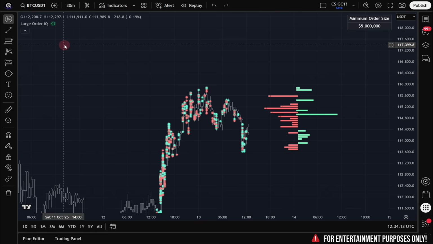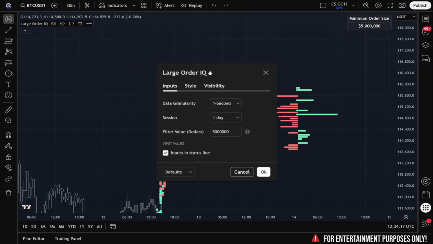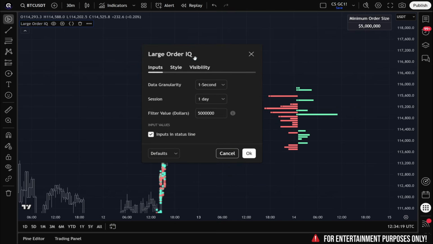Now, let me show you exactly how I set up Large Order IQ to give you an idea of how to work with this indicator. And this indicator only has 3 settings to operate: data granularity, session, and filter value. Data granularity is the most important setting.